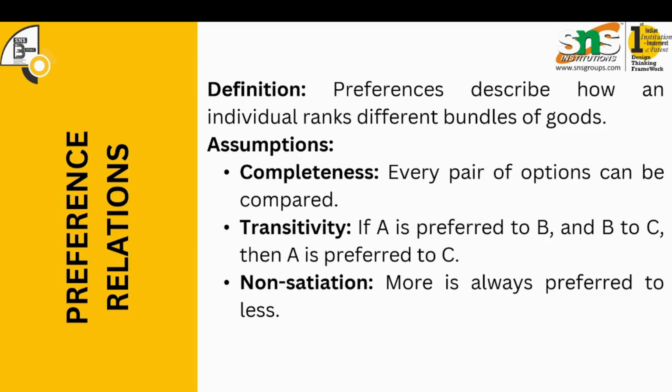The second is transitivity. If A is preferred to B and B to C, then A is obviously preferred to C. So if I prefer tea to coffee and coffee to milk, then I obviously prefer tea to milk. So that is transitivity. The third is non-satiation. It's just that people never get content. More is always preferred to less.